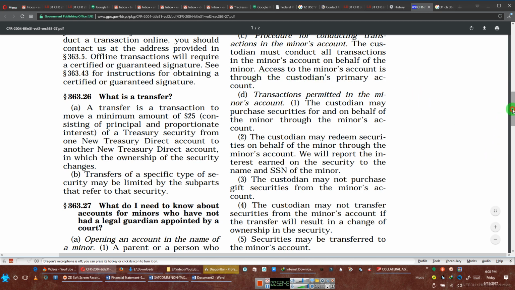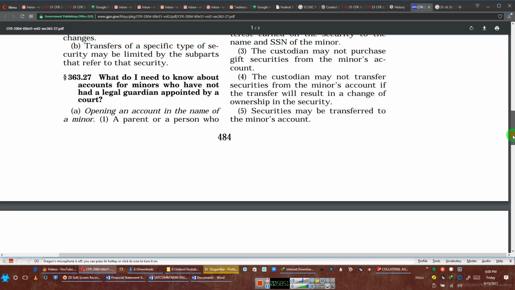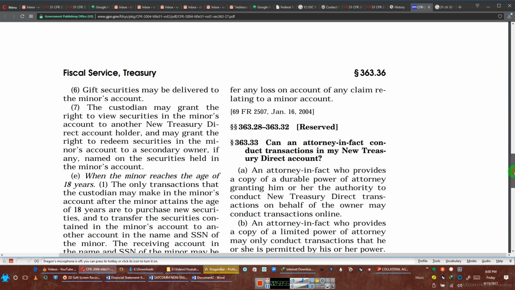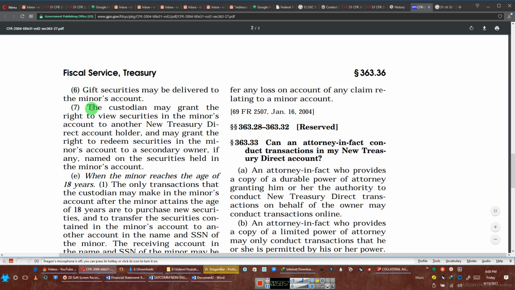Ladies and gentlemen, this is talking about your account, not secret. The law is right here. All you got to do is look. Pay attention. The custodian may grant the right to view security in the minor account to another new Treasury Direct account holder and may grant the right to redeem the securities in the minor account, which I've already showed you, to the secondary owner, if any, named on the security held in the minor's account.